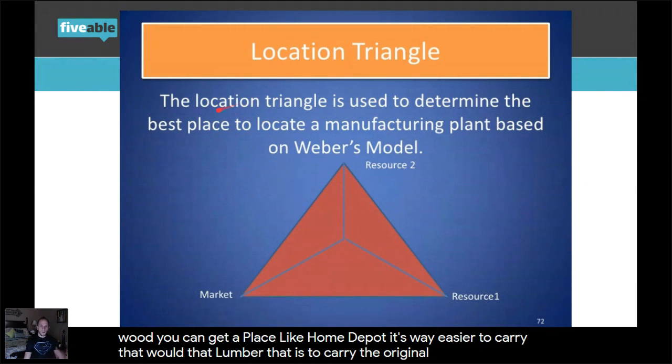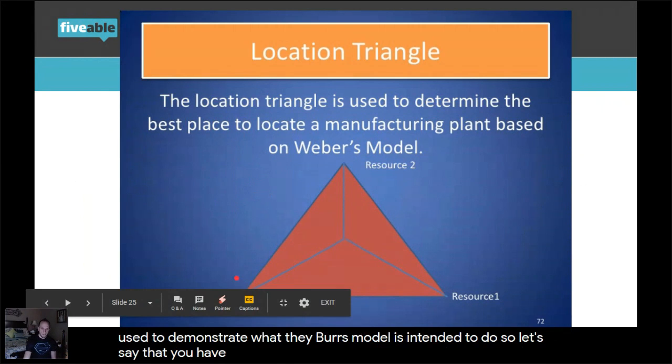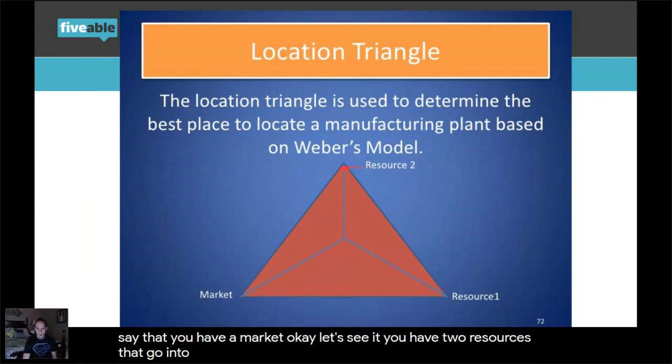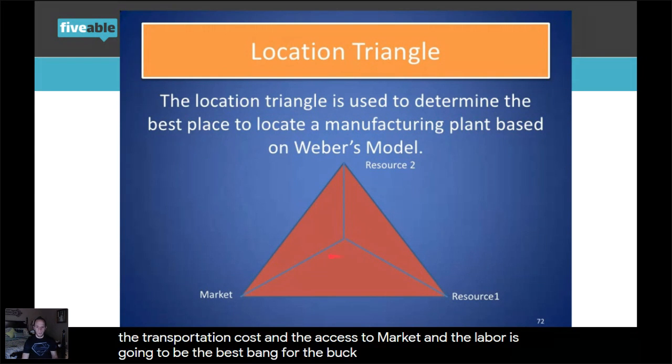All right, so the location triangle is used to demonstrate what Weber's model is intended to do. So let's say that you have a market. Let's say that you have two resources that go into this. You're going to locate your factory in the place where the transportation costs and the access to the market and the labor is going to be the best bang for the buck, somewhere within this triangle.